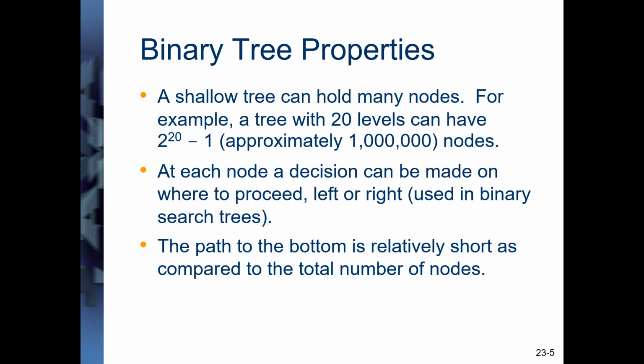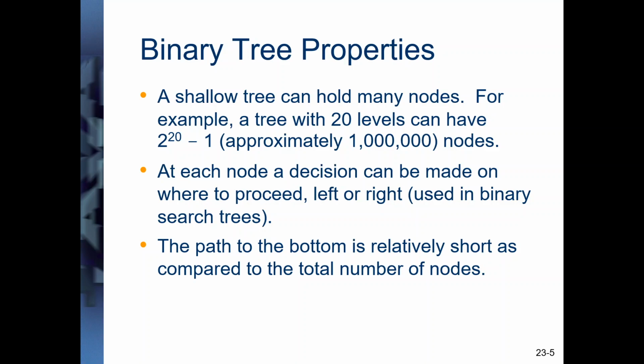All right, so some good things about this data structure are that a shallow tree can hold many nodes. If the tree is well balanced, then if a tree has 20 levels, it could have as many as 2 to the 20th minus 1, because you're doubling the number of elements in each level. And so that's a lot of nodes that you can have when you have a relatively few number of levels.